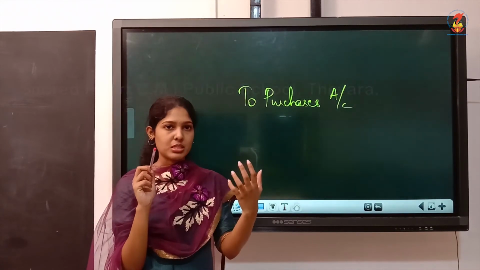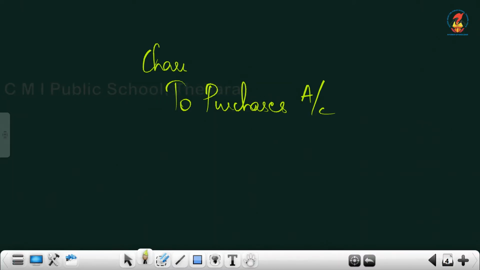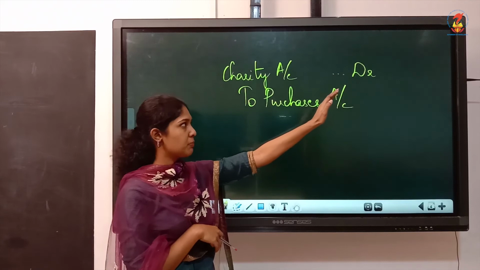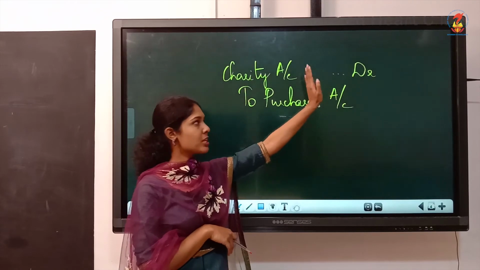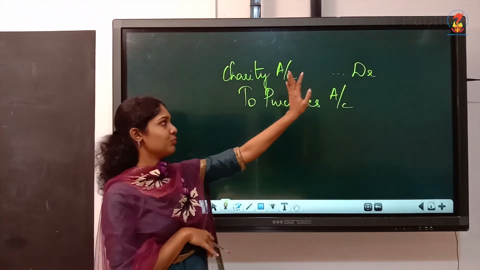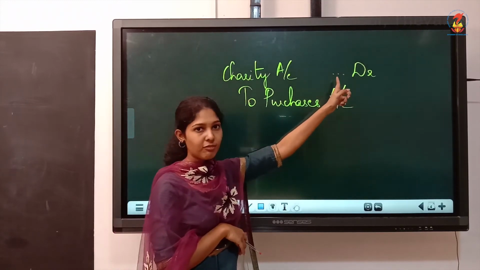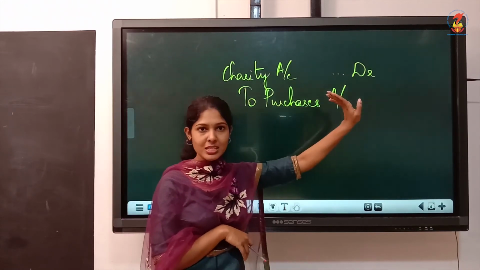So what is to be debited? This is given as part of charity. So the account we have to debit is charity account, or donation account is also correct. Charity account debited to purchases account. Here there is no specific space that should be left. You need not measure it and leave the space. You just leave some space, put 3 dots and write DR. That is enough. It need not be on top of the account; you need not measure like that. Just leave some space, put 3 dots, write DR. Okay.